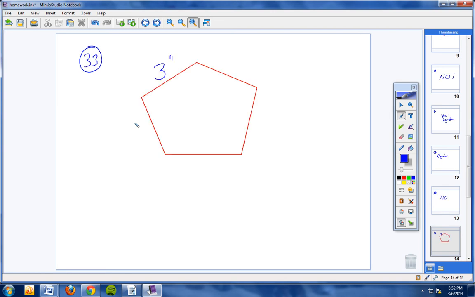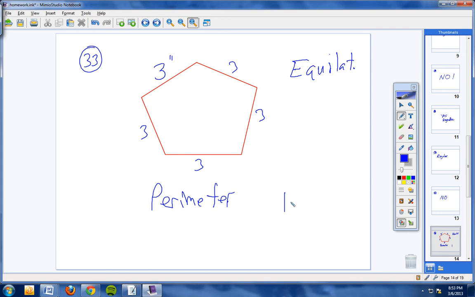All right, number 33. They tell us in the directions that 33 is equilateral. If you read the directions, they tell us this is an equilateral polygon, and they want us to find the perimeter. Oh my, this is pretty simple. So if it's equilateral, we know all the sides are congruent. So if this is 3, then this is 3, and this is 3, and this is 3, and this is 3, so the perimeter would be 15 inches. 3 plus 3 plus 3 plus 3 plus 3, or 3 times 5, 15.